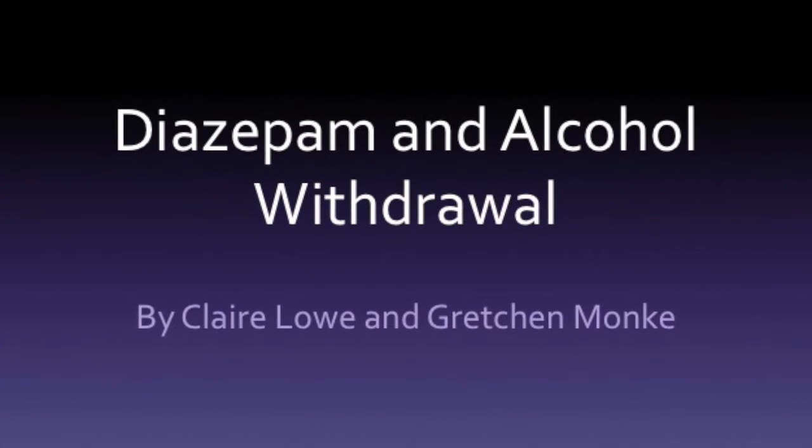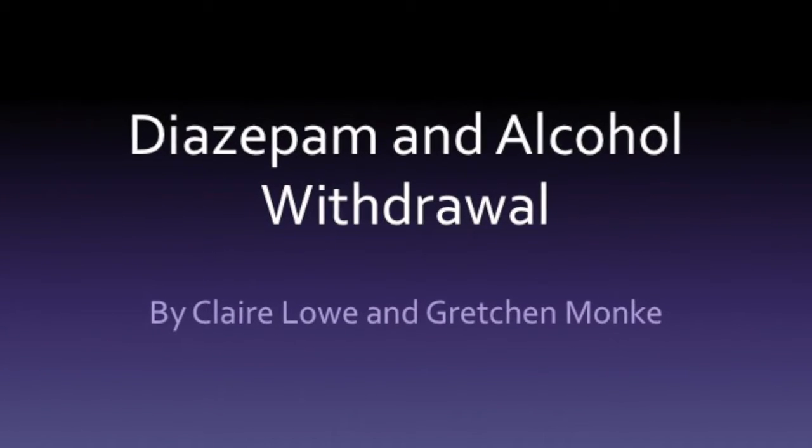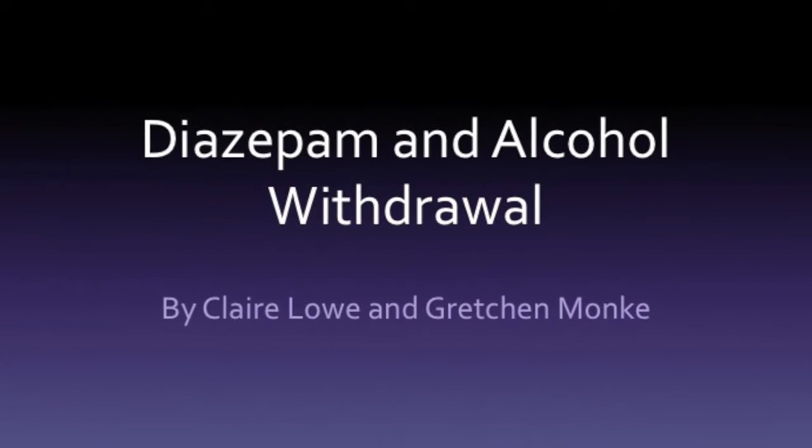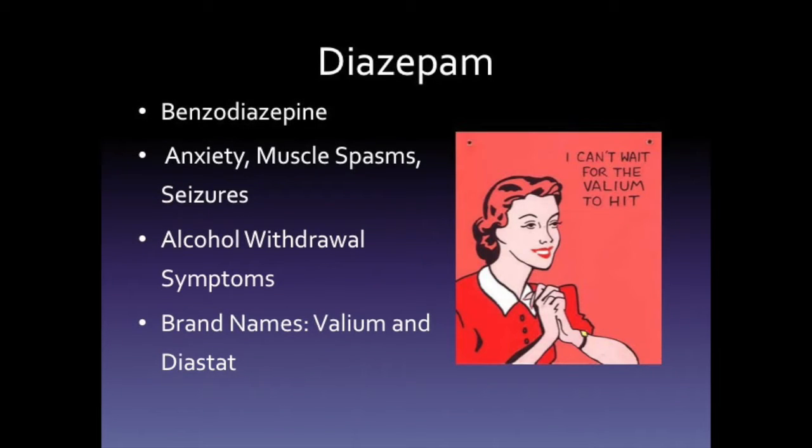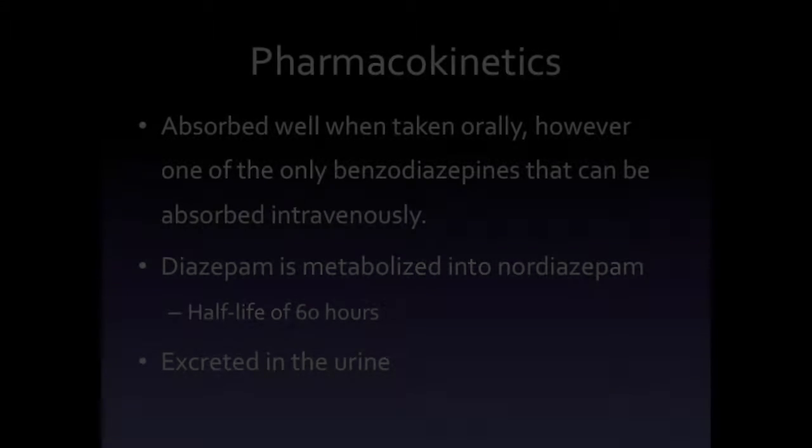Today, we will be talking about the drug diazepam and how it is used to manage alcohol withdrawal symptoms. Diazepam is a benzodiazepine commonly used to treat anxiety, muscle spasms, and seizures. However, today we will be focusing on how the drug is used to treat alcohol withdrawal. A few common brand names for diazepam are Valium and Diastat.